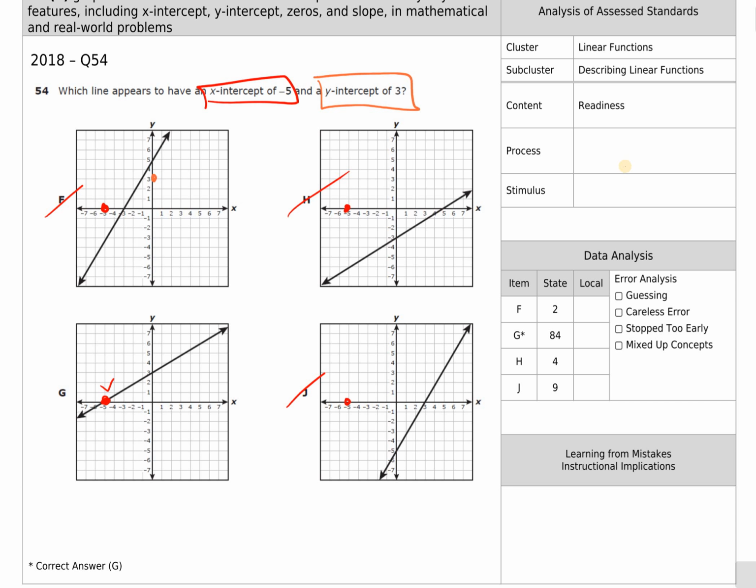Does this have a y-intercept of 3? No. Does this have a y-intercept of 3? No. Does G have a y-intercept of 3? Yes. It's right on both accounts. Does this have a y-intercept of 3? No.